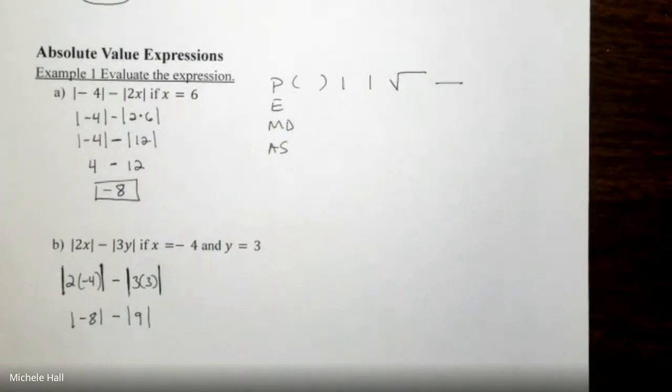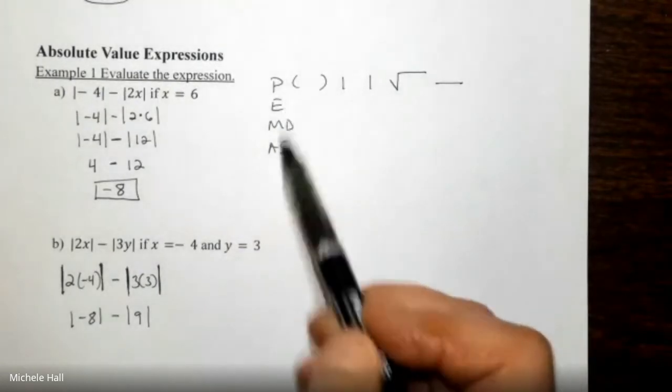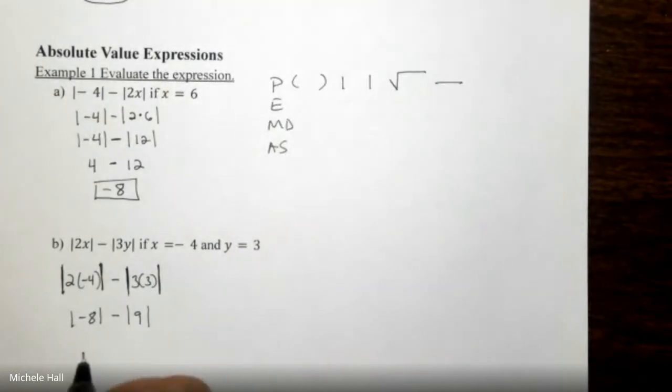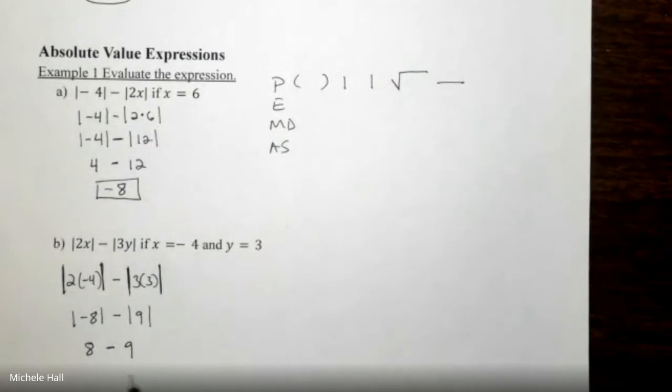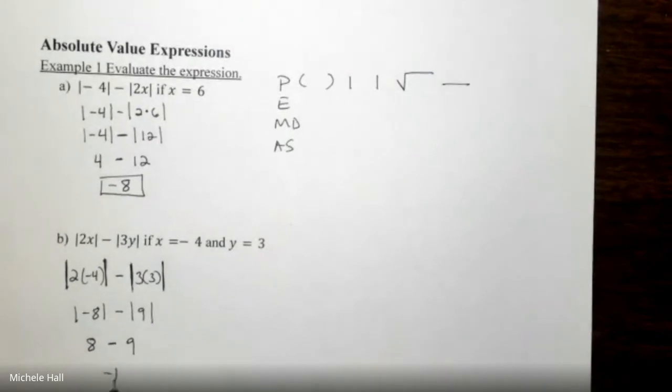And then we finish evaluating those absolute values before we move on to anything else. The absolute value of negative 8 is 8, subtracting. The absolute value of 9 is 9. And our final answer is negative 1.